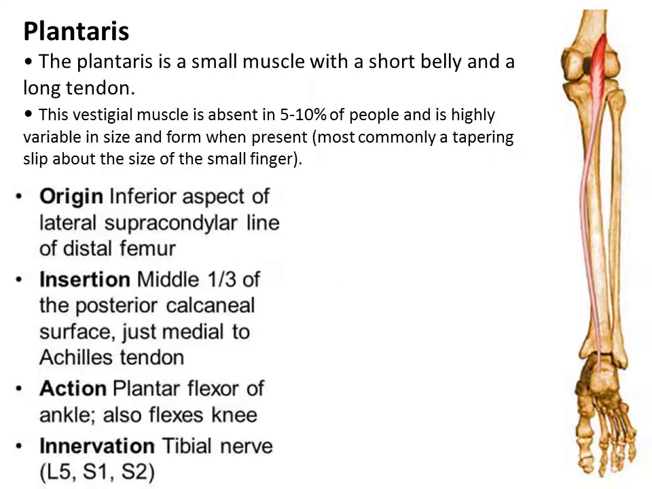Plantaris. The plantaris is a small muscle with a short belly and a long tendon. This vestigial muscle is absent in 5 to 10% of people and is highly variable in size and form when present, most commonly as a tapering slip about the size of a small finger.